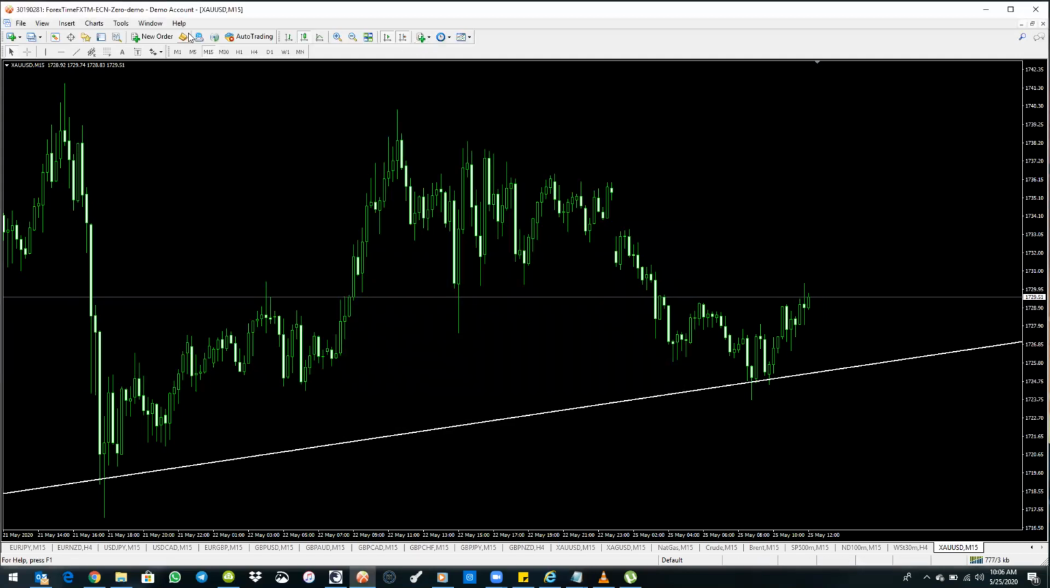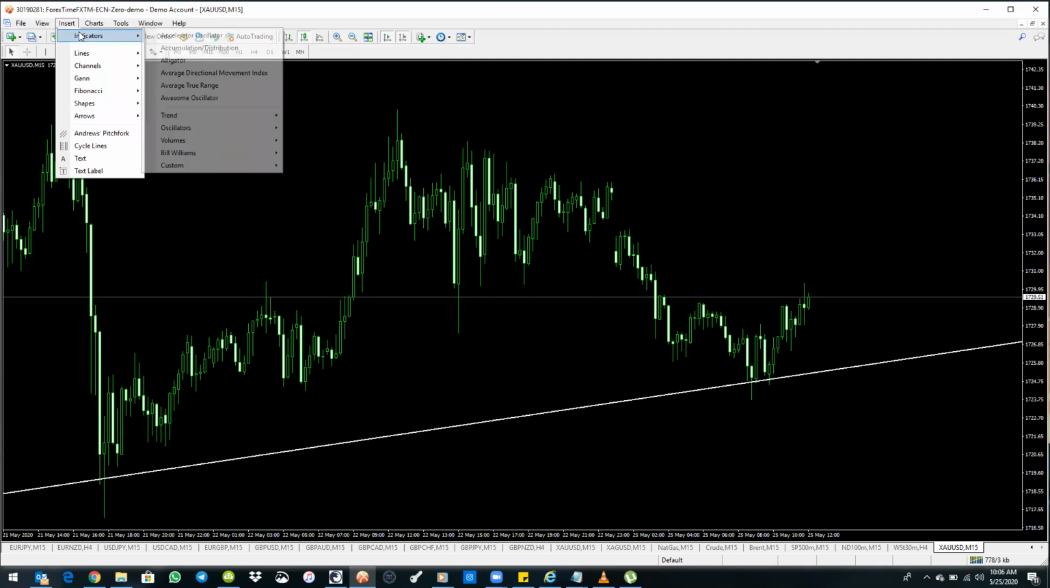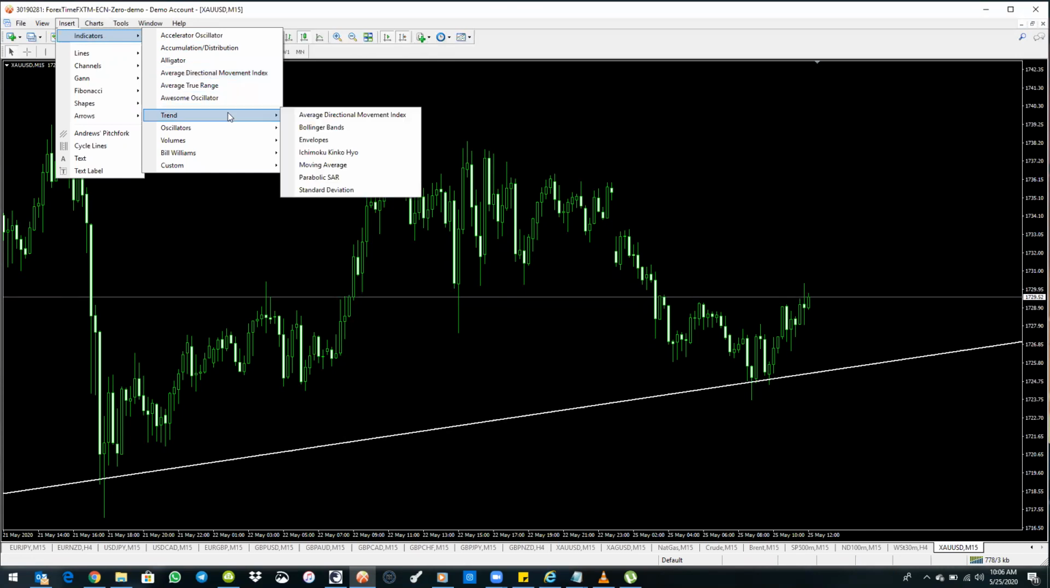So I'm just going to come here and insert the indicator. ADX is the average directional movement index. What it does is it tries to tell you what the direction of the trend is and how strong that trend actually is. I repeat, it's trying to tell you the direction of the trend. Is it a bullish trend? Is it a bearish trend? And how strong is that trend?